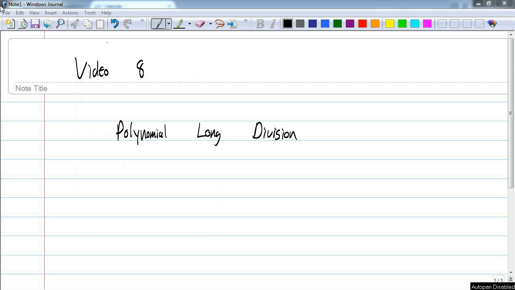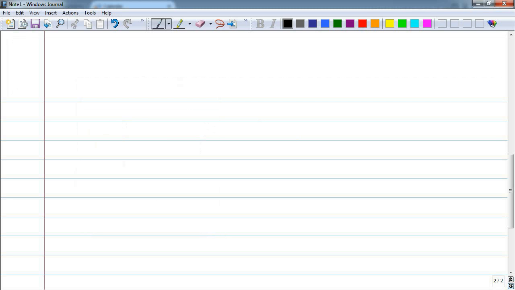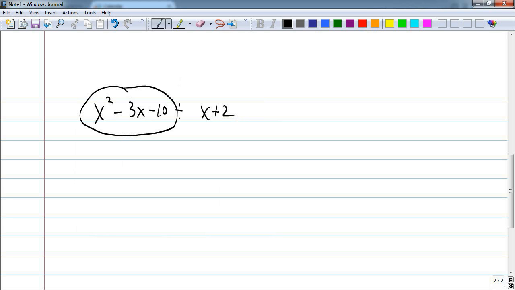So here we go. Let's divide x squared minus 3x minus 10 by x plus 2. So this is my dividend. This is what I put under the division bar. And this is my divisor.